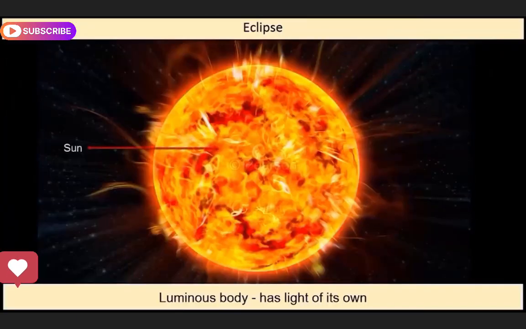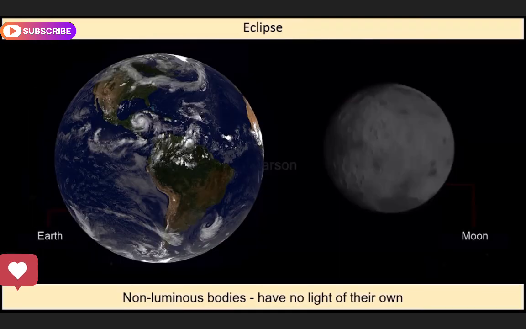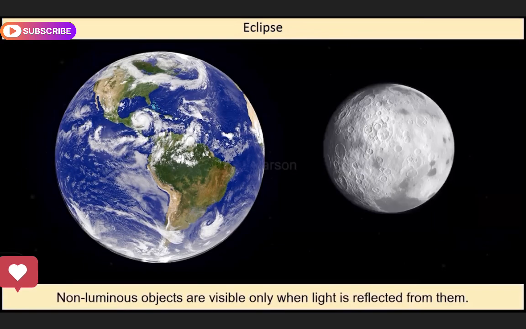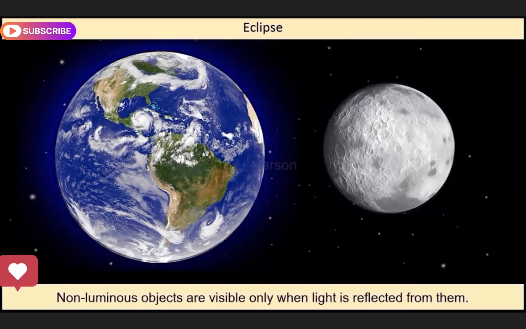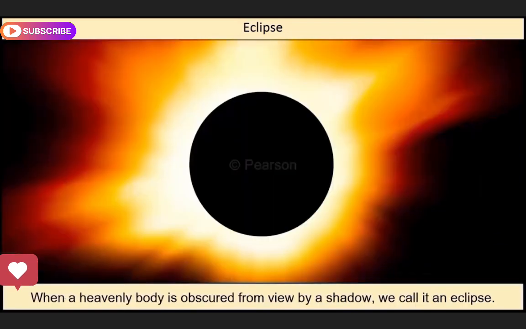The Sun is a luminous body, that is, it has light of its own. The Earth and the Moon have no light of their own and are non-luminous bodies. Non-luminous objects are visible only when light is reflected from them. When a heavenly body is obscured from view by a shadow, we call it an eclipse.